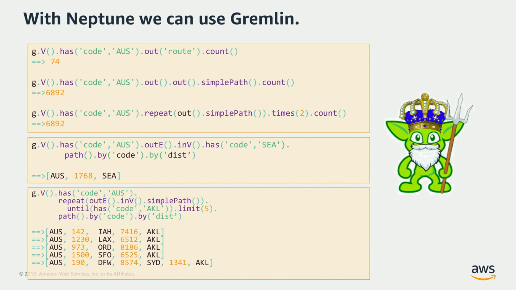So now I've basically looked up all of the vertices that have this property AUS, which is an airport code in this case. And then I traverse the edge label route, and I count them. And that's how straightforward it is to count all of the outbound edges of a label route coming from the airport in Austin. And so you can see that the graph optimized language makes it easier to traverse and write.